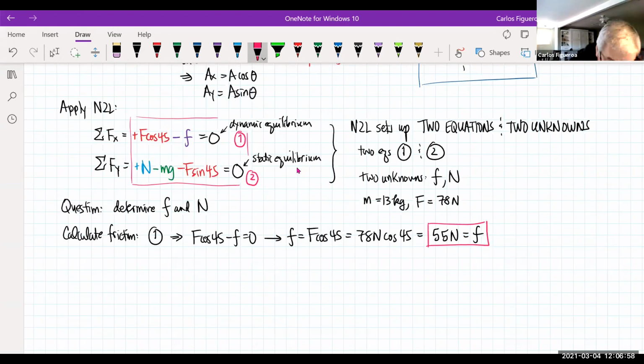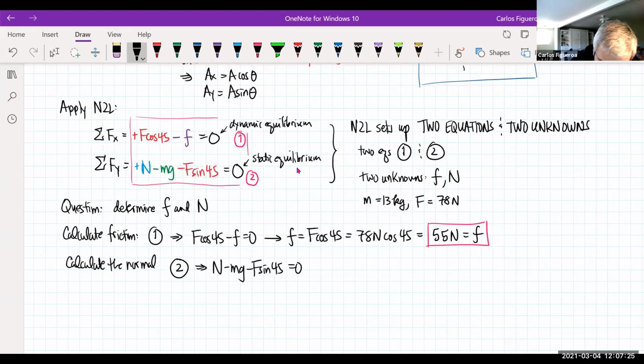Then I go to the second equation, because that's where the normal is. I want to calculate the normal. Looking at the equations, it's equation 2 that contains the normal. So it's N minus mg minus F sine of 45 equals 0. That tells us the normal must be mg plus F sine of 45.